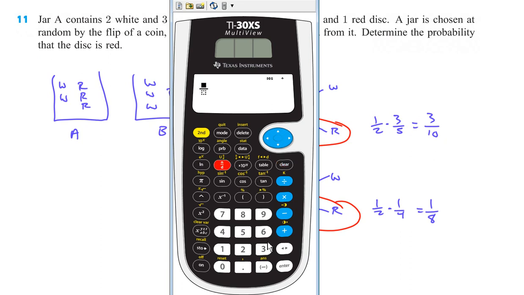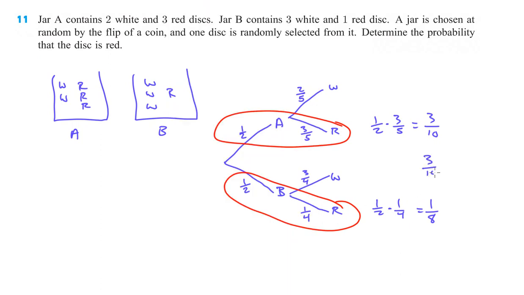So again, if we've got the technology, let's use it. 3 over 10 plus 1 out of 8. And we get 17 out of 40. So 3 out of 10 plus 1 over 8 is 17 over 40 when it's reduced down.